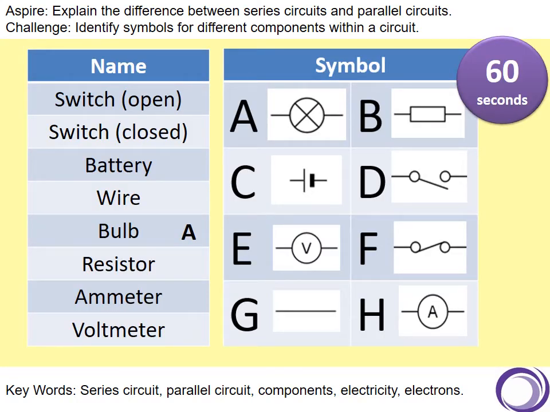Okay, so here we've got 8 names and 8 symbols. All you've got to do is match the symbol up with the name. As you can see, bulb has already been matched up with A. So you've got 60 seconds in order to complete the other 7 symbols.